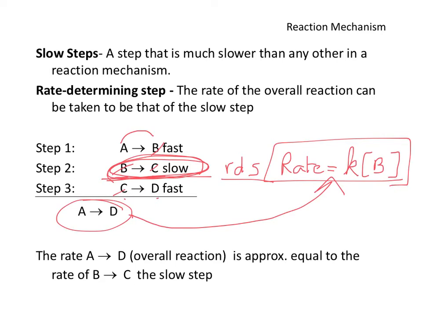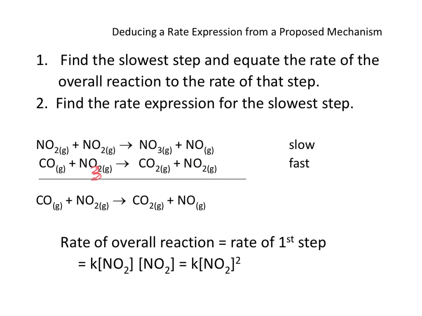The rate of the reaction will be dependent on the slowest step possible. So again, if you had to deduce the rate expression from a proposed mechanism, your steps are: you have to look for the slowest step, write down the rate law, and equate the rate of the overall reaction to the rate of that step.